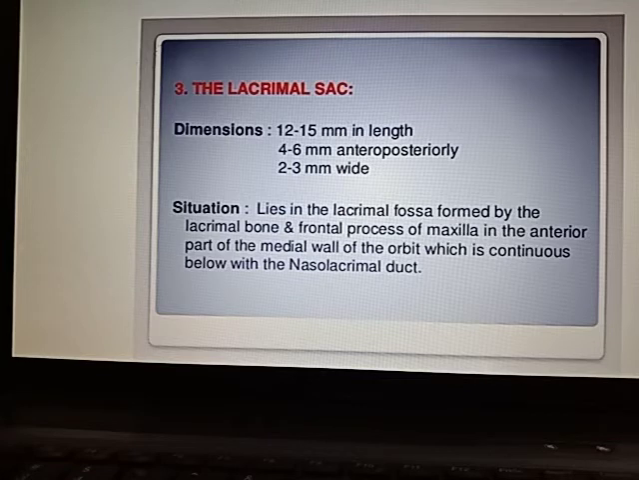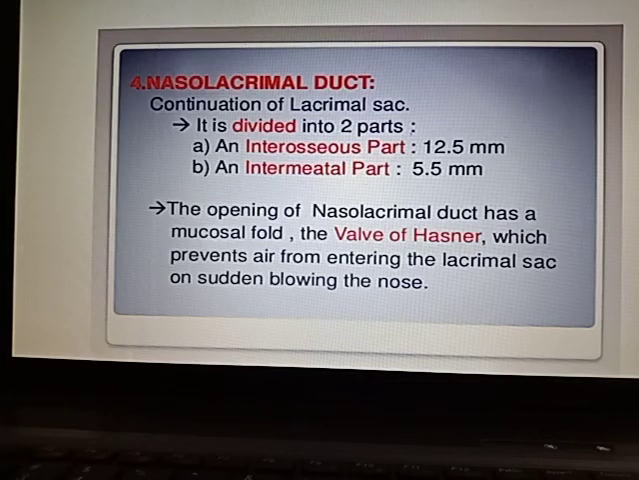And this lacrimal sac consists of the fibroelastic coat lined internally by the mucous membrane and lined by the columnar epithelium. The arterial supply of this lacrimal sac: the medial palpebral branch of the ophthalmic artery and the inferior palpebral branch of the medial palpebral artery anastomose with a twig of the facial artery. Supply to the lacrimal sac comes from this anastomosis. Then come to the nasolacrimal duct.